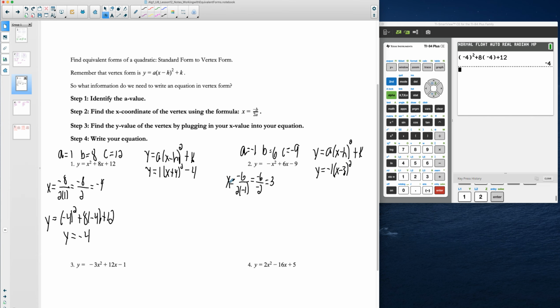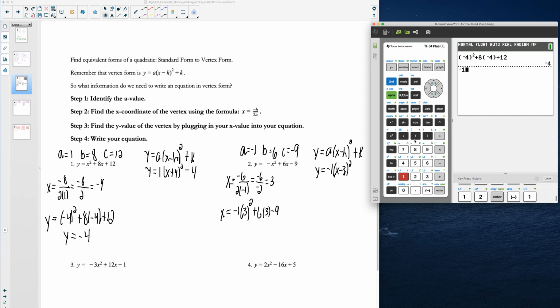So lastly, we had to find our k value. So y equals, all right, and then we have that negative 1 out front, and then we are going to have 3 squared plus 6 times 3, and then minus 9. All right, and I'm going to go to my calculator here. So negative 1 times 3 squared plus 6 times 3 minus 9. And that should equal, oh, got 0.